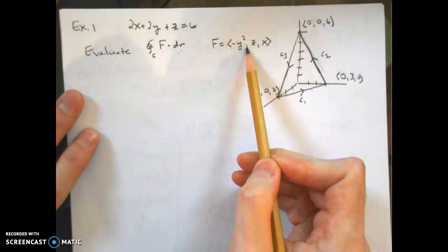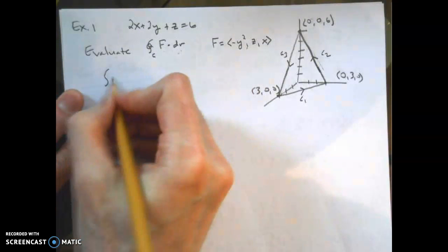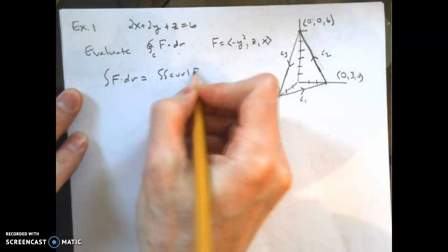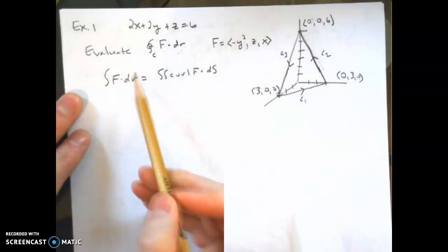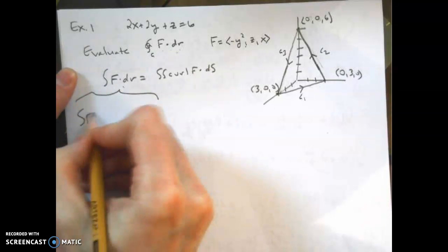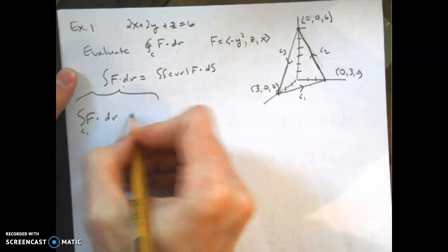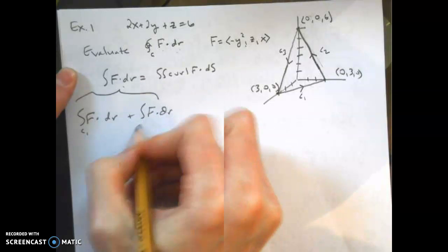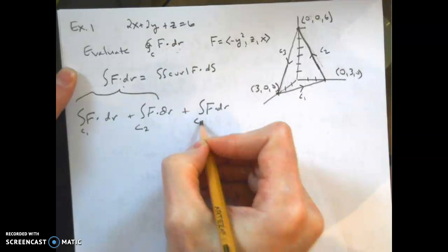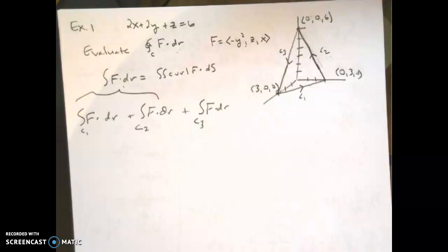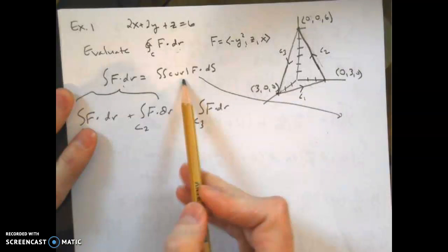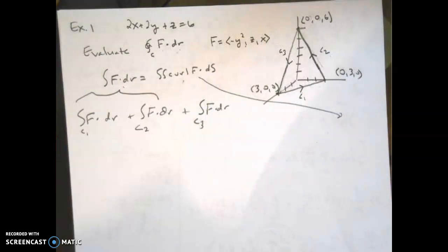So what we have to do, remember what Stokes' theorem says, is the integral of F dotted with dr is equal to the double integral of the curl of F dotted with dS. So we can either go this route, and in that case we have to find the integral of F dotted with dr on C1 plus the integral on C2 plus the integral on C3. So we have to parametrize all of those curves, or we can simply calculate the double integral of the curl. I'm actually going to do both ways.